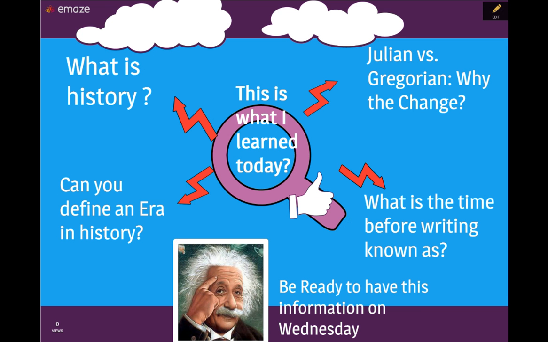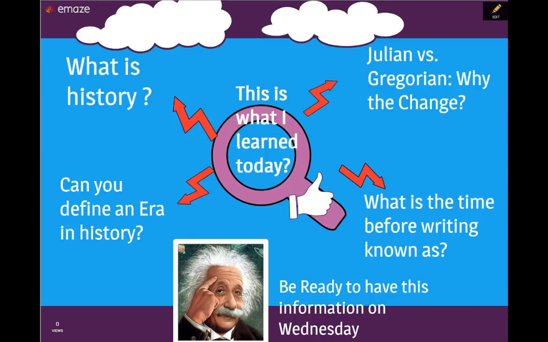All right, here are the big things that you need to have ready for class on Wednesday. You need to know what history is. We talked about that in the first slide. Know the difference between the Julian and the Gregorian calendar. Why was there a change there? What is the time before writing known as? We talked a little bit about that. And can you define an era in history? Pick one that you think may be an era. Remember, an era is usually a little bit more than a decade. And be ready to have this information on Wednesday.